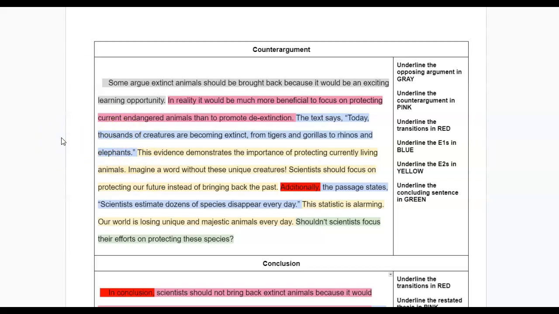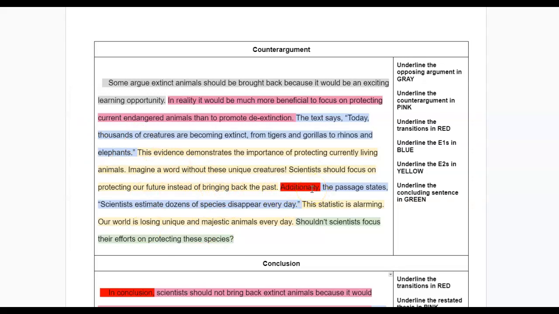Then I get into my E2 where I'm explaining my evidence. Remember, E2 should be at least 2 sentences. So I put, this evidence demonstrates the importance of protecting currently living animals. Imagine a world without these unique creatures. Scientists should focus on protecting our future instead of bringing back the past. So I have my E1, my E2. Now I'm going to provide an internal transition. This time I used additionally, which you are underlining in red.